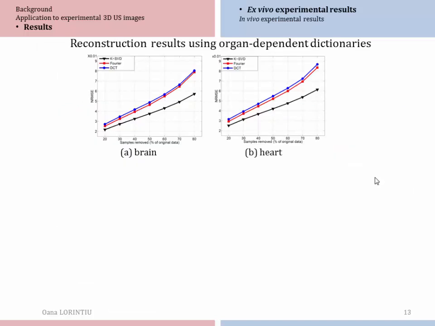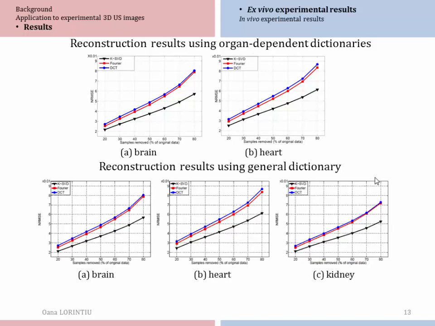So here we have the reconstruction results that compare the 3 sparsifying transforms, so the K-SVD in black with the Fourier and DCT in red and blue for the line-wise subsampling. And here it's in function of the number of samples that we remove from the data and in function of normalized root mean squared error. As you can see, both curves of brain and heart have quite the same tendencies and are in the same range of values. And the K-SVD for all the values gives a lower reconstruction error than the Fourier and the DCT. And of course, the error is increasing with the number of samples that we remove from the data.